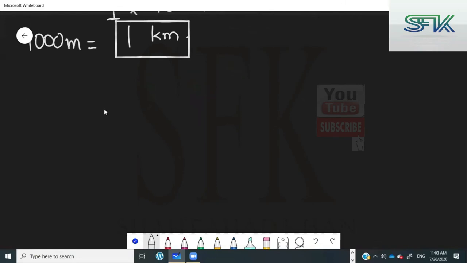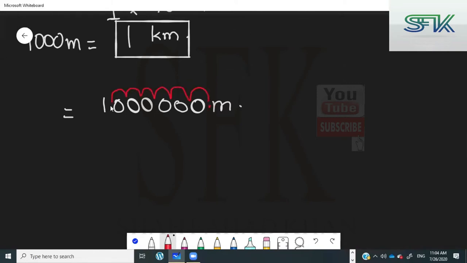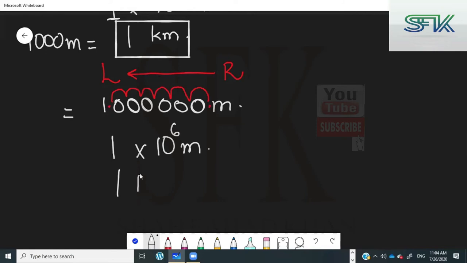Let's try another example. What if you have 6 zeros next to the 1? In this case, again, at the end of any number, there is a decimal. Move it 1, 2, 3, 4, 5, 6, so that it comes right next to the 1 on the right hand side of the 1. You moved again from right hand side to the left hand side, right to left. So right to left movement means that the sign is going to stay positive. It will not change. So 1 is going to be multiplied by 10 raised to the power of 6 meters. 10 raised to the power of 6 means mega. It's going to be 1 megameter.